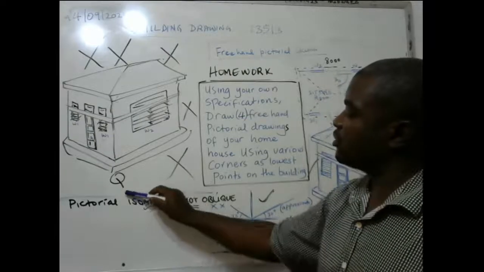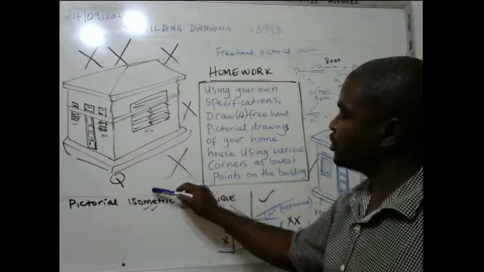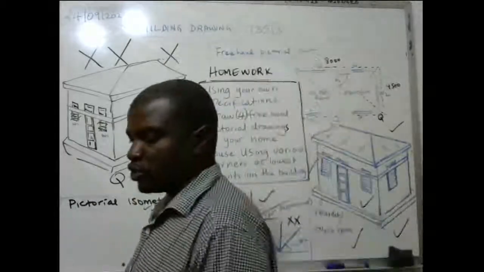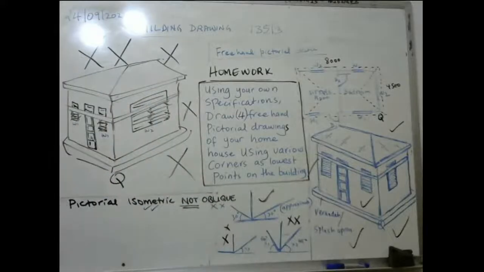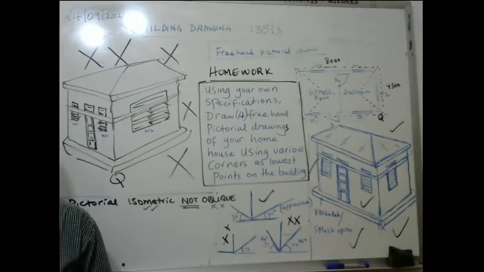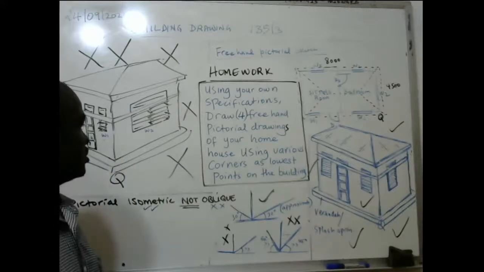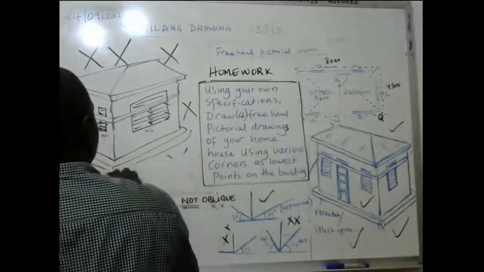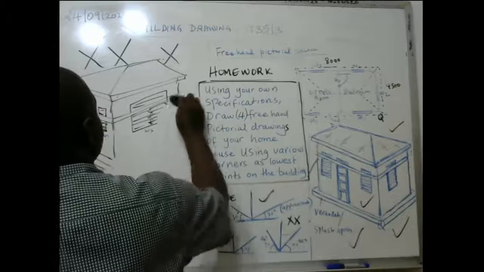So that you make an isometric pictorial, not oblique, because both isometric and oblique are pictorial drawings. But when we are making freehand pictorial in building drawing, it is isometric, not oblique. So I wanted to leave that one there.